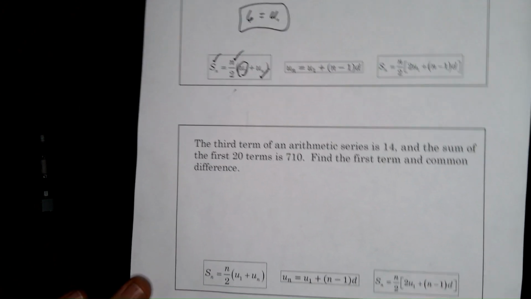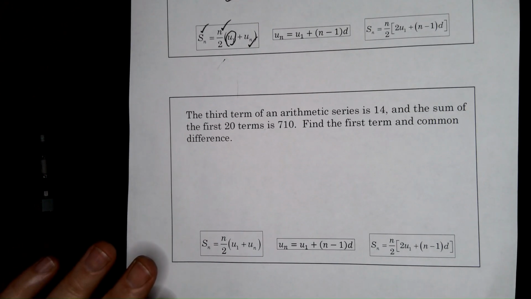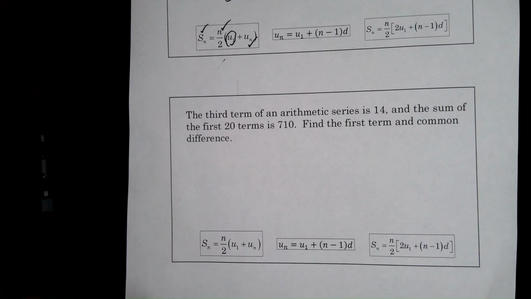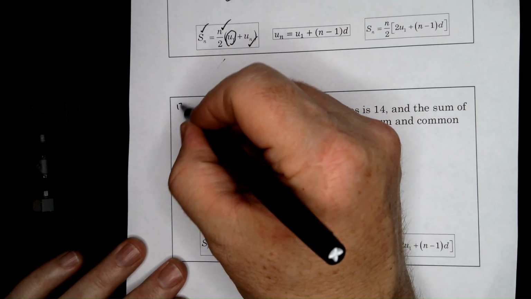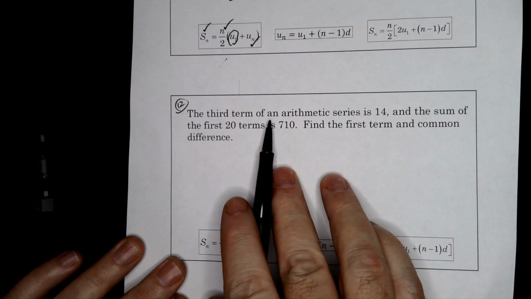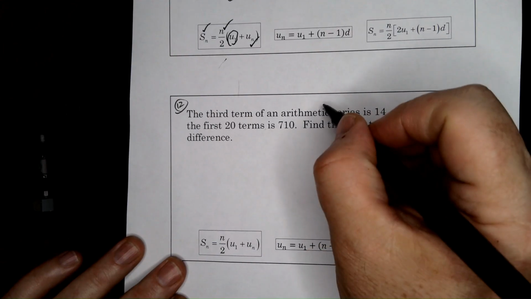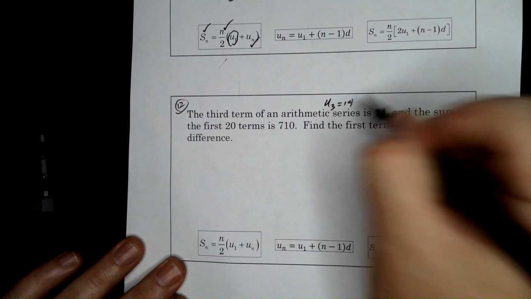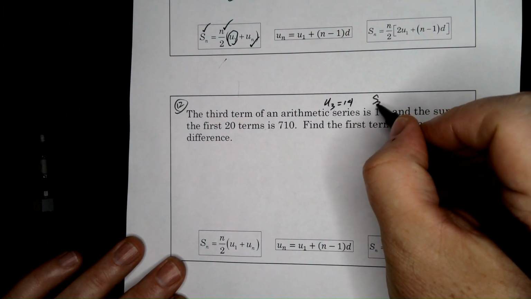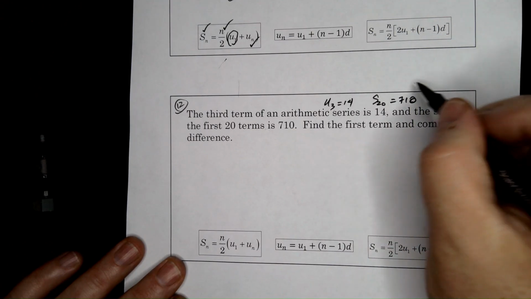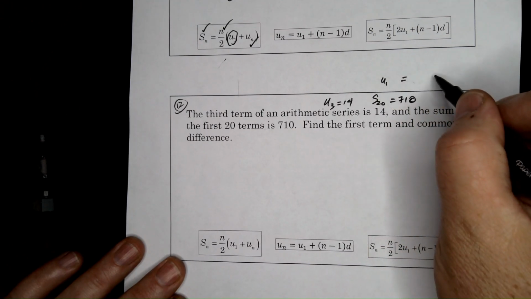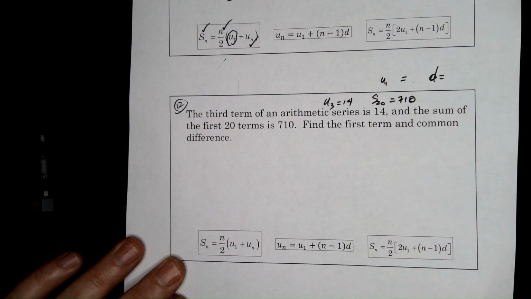Okay, the last one is actually pretty tricky. And when I did this problem, I had to stop for a minute and really sit down and think because I wasn't really sure what to do. So let's dive into this last one right here. This is number 12. Okay, the third term of an arithmetic sequence is 14. So U3 is 14. And the sum of the first 20 terms is 710. Find the first term, and find the common difference.